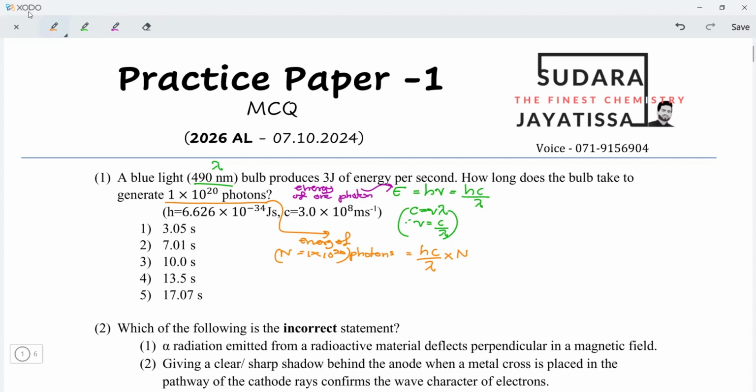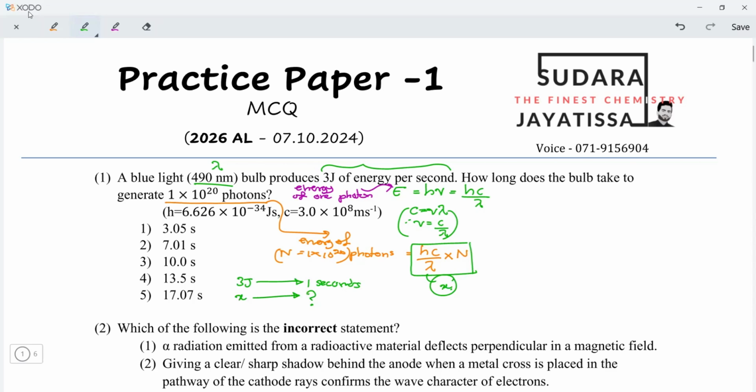Then you notice this statement: 3 joules of energy per second. That means within 1 second they release 3 joules. In other words, to release 3 joules, it takes 1 second. Let's say the total energy is X. If you want to release X amount of joules, you have to find the time it will take. That's the final answer. It will be one of these 5 answers, you can choose it. So this is the method.